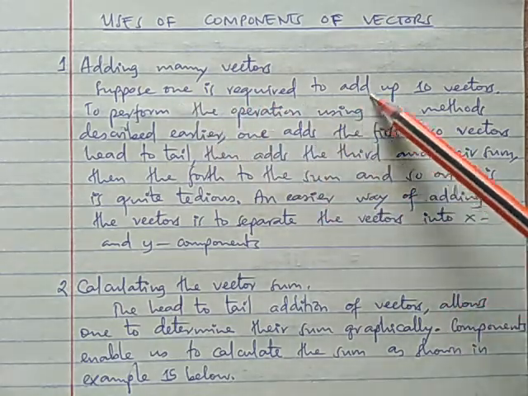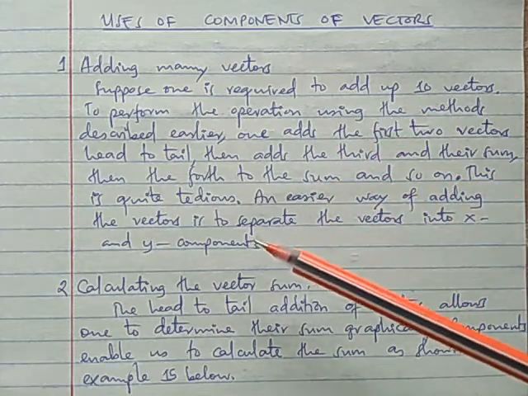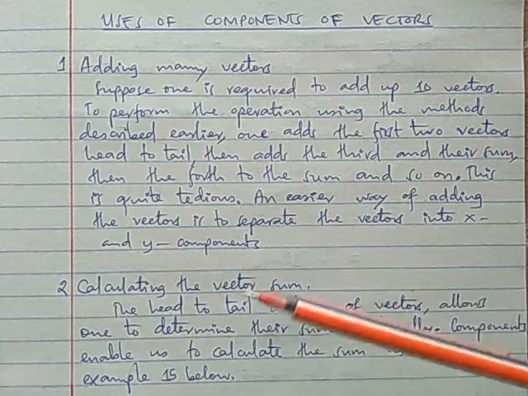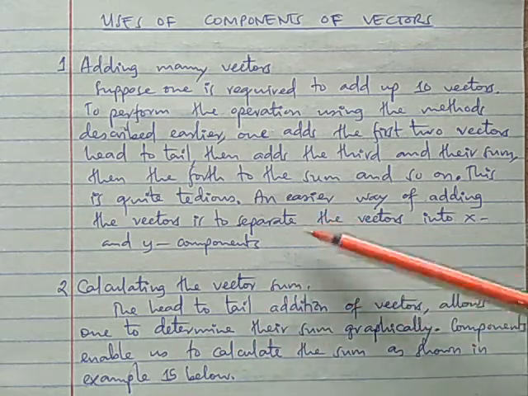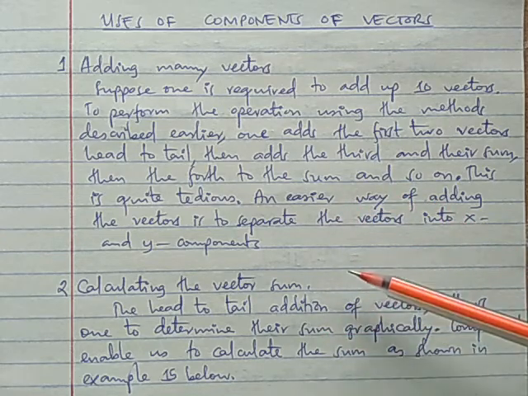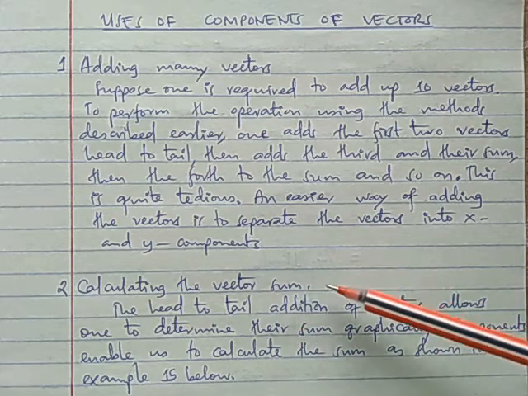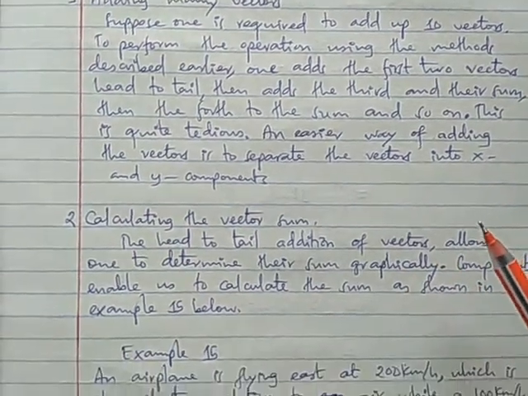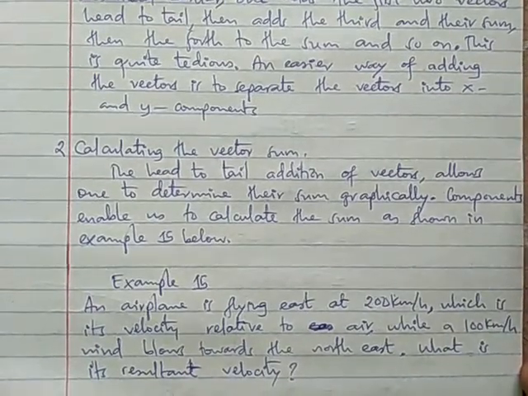Suppose one is required to add up 10 vectors. So to perform the operation kwa kutumia method nyingine, yani uadi vector ya kwanza na ya pili, uje uadi ya tatu na ya nne, uje uadi ya tano na ya sita, it will take time. So an easier way of adding vector is by separating the vector into x and y component. Then you are just adding component kwa sababu component utaziadi kwa hesabu ambayo ni ya kawaida. Also, separating the vector into component help us to calculate the vector sum.